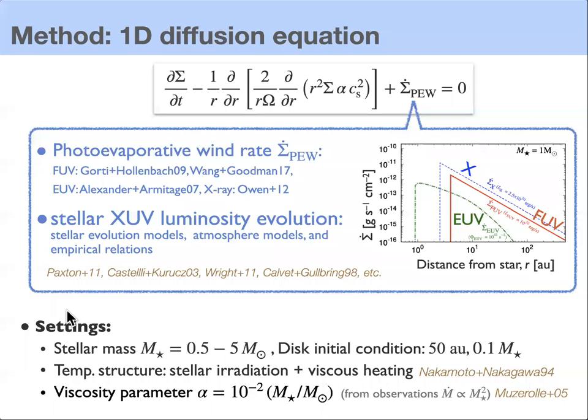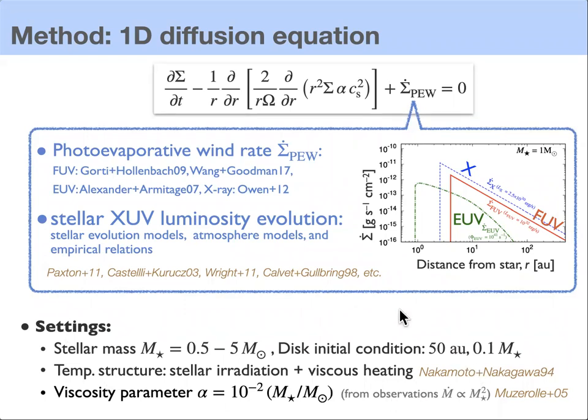So we simulated the disk evolution, including the effects of stellar evolution. We solved the 1D diffusion equation, considering viscous accretion and time-dependent photoevaporation. We combined the photoevaporation model in the literature and XUV luminosity evolution using the stellar evolution models, atmospheric models, and empirical relations. And simulation settings are shown here.